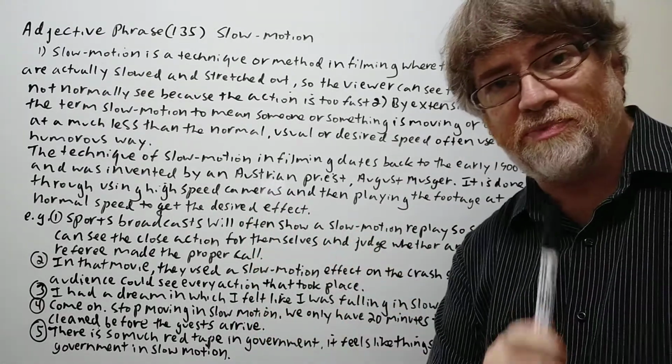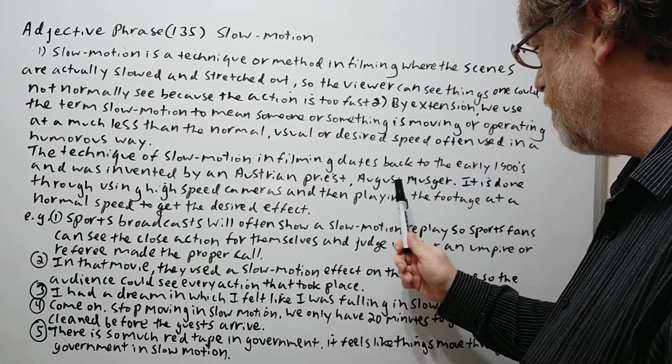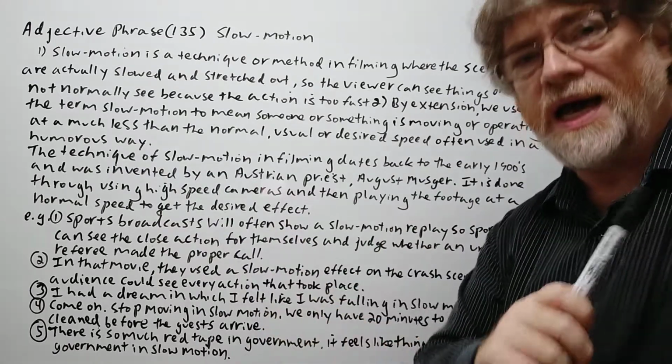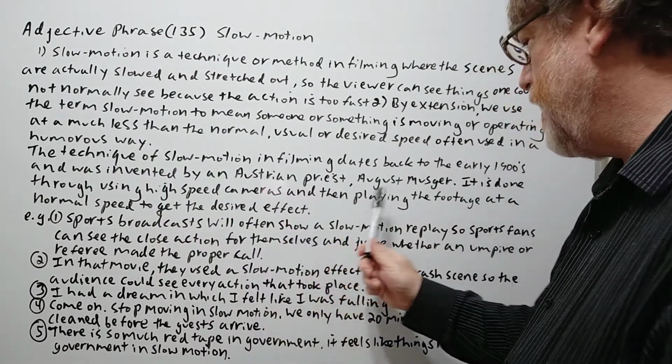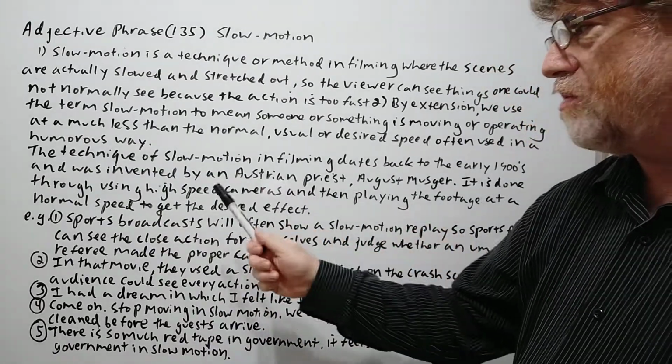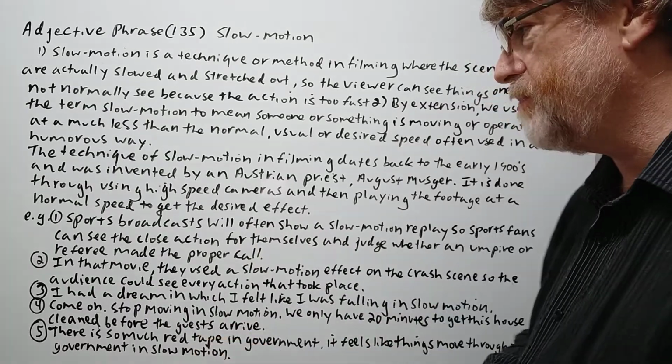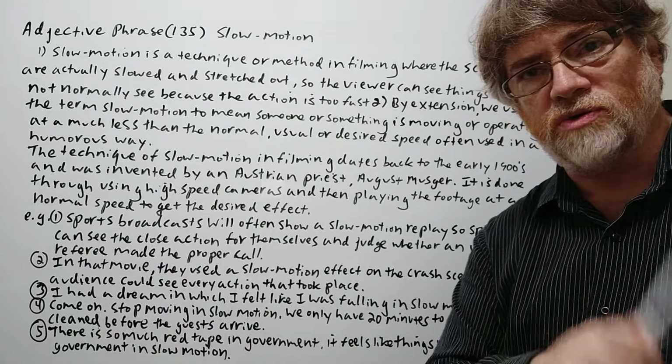Let's continue. The technique of slow motion in filming dates back to the early 1900s and, surprisingly, was invented by an Austrian priest, August Musker. It is done through using high-speed cameras and then playing the footage at a normal speed to get the desired result. Okay, let's continue. And we got 5 examples here to show just how it's used.